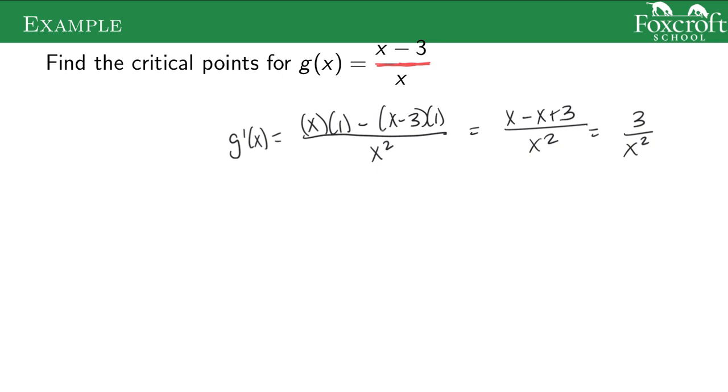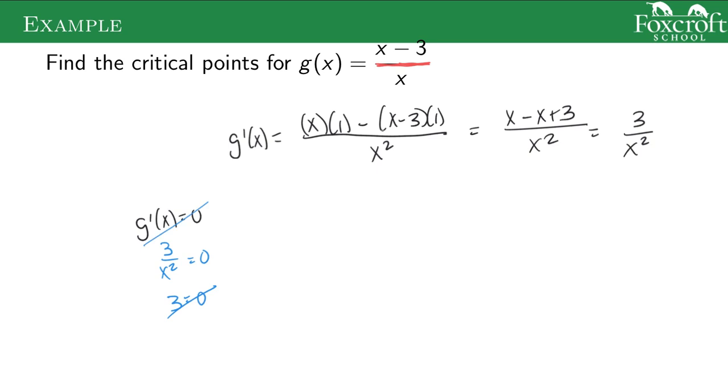Now we have to do two things. We have our derivative. First, when does this equal 0? 3 over x squared equals 0. I multiply both sides by x squared to get rid of that fraction. 3 equals 0, and that's not possible. So my derivative never equals 0, and there are no critical points on that side of the definition.